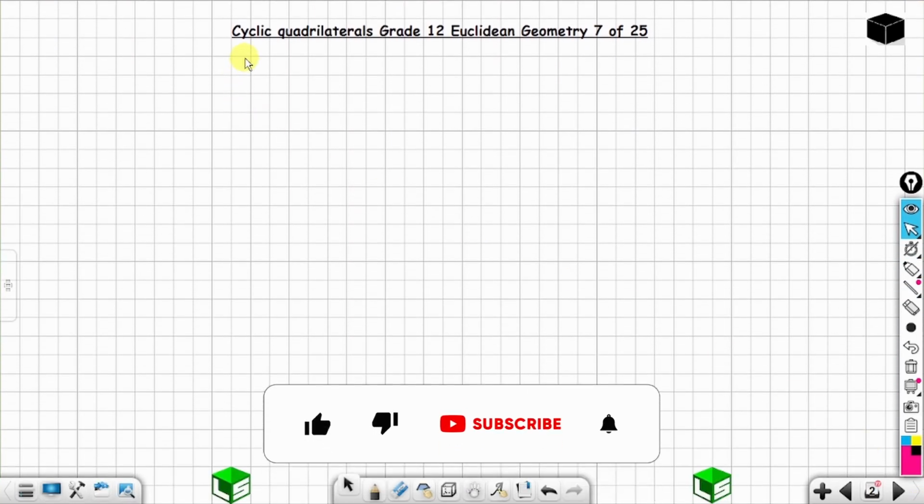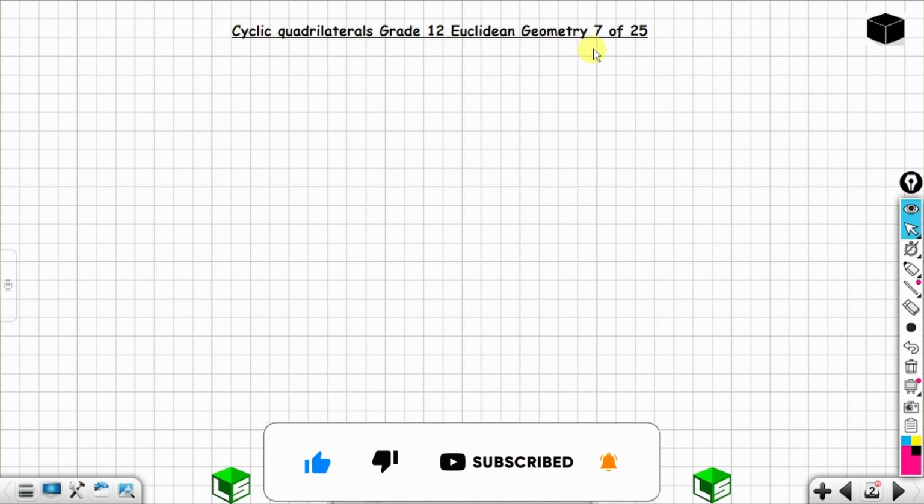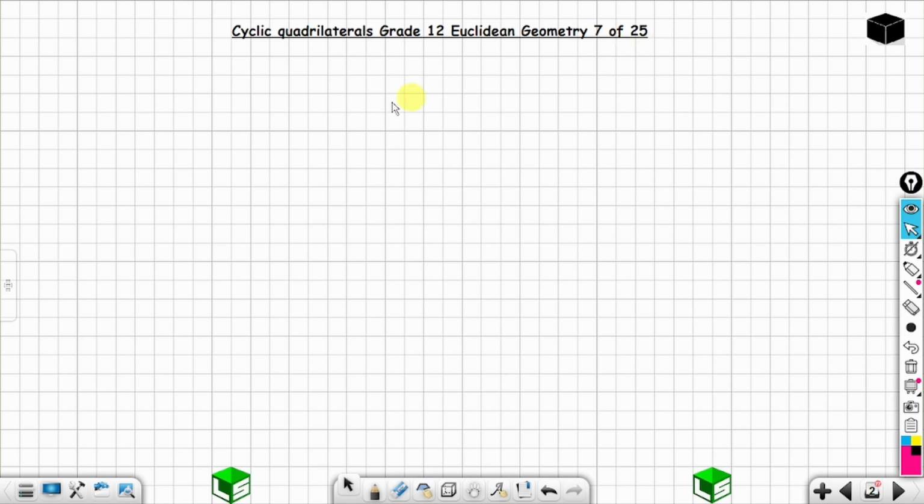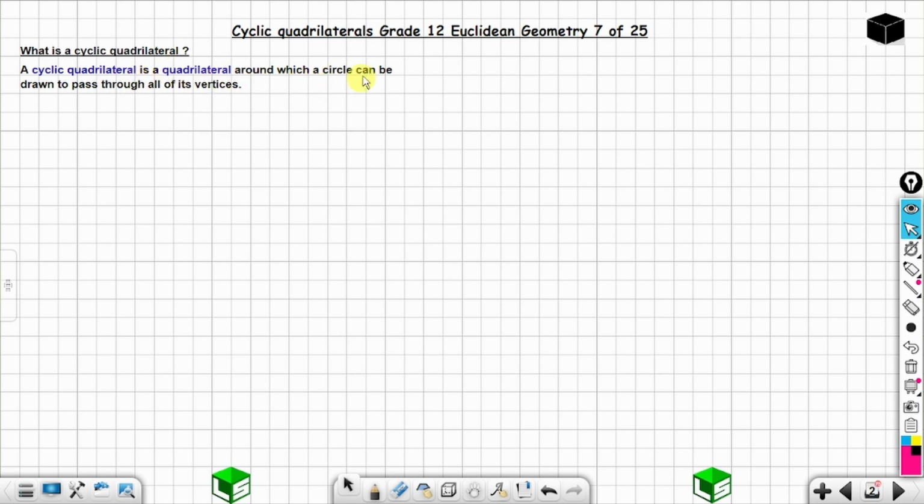Okay, friends, today we are going to see cyclic quadrilaterals. Euclidean geometry, part 7 of 25. What is a cyclic quadrilateral? A cyclic quadrilateral is a quadrilateral around which a circle can be drawn to pass through all of its vertices. Vertices are corners. So, not all quadrilaterals are cyclic quadrilaterals.